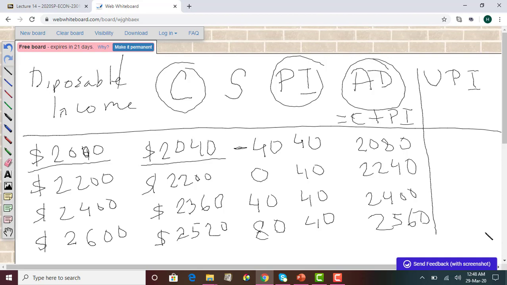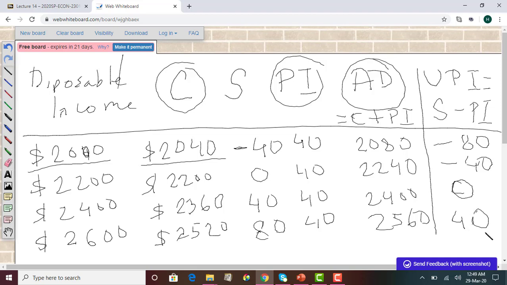Now remember the formula for unplanned investment. This is given by savings minus planned investments. Okay, so here savings is minus 40, and what is planned investment? 40. So minus 40 minus 40 is actually minus $80. Then if you look at the next one again, savings is $0 in that level and planned investment is 40. So 0 minus 40 is actually minus 40. And then third level, 40 is your savings, but planned investment is also equal to 40. So 40 minus 40 is equal to 0. And in this case, the last level, we have savings of $80 and we have planned investments of $40. So unplanned investment is equal to 80 minus 40 and we have positive 40.